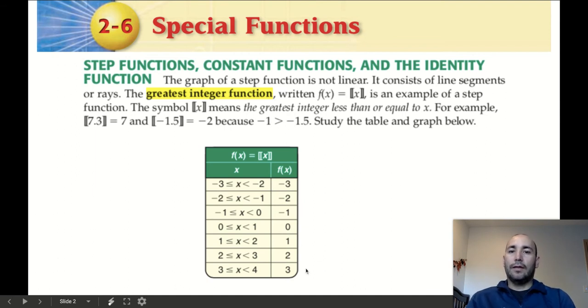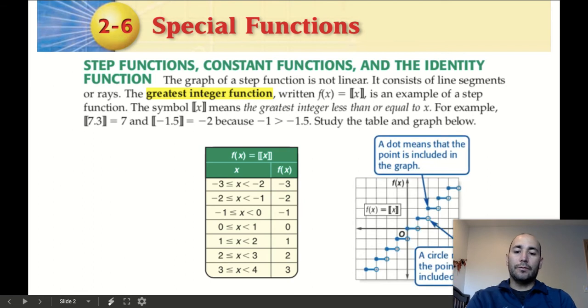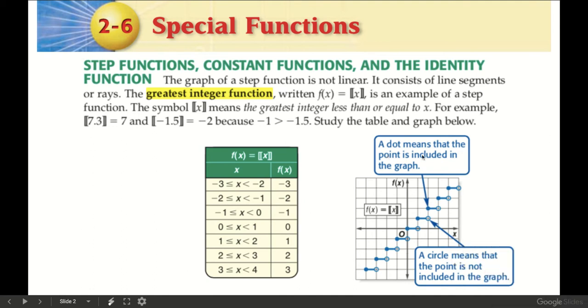So what does that look like? Here's an example of what the graph would look like. Each dot represents that the point is included in the graph. Each open dot or open circle means that the point is not included.